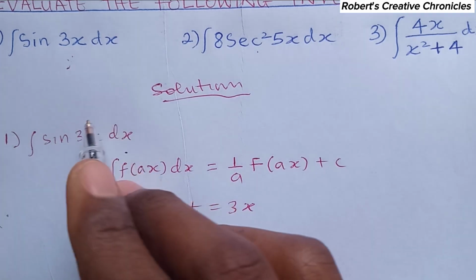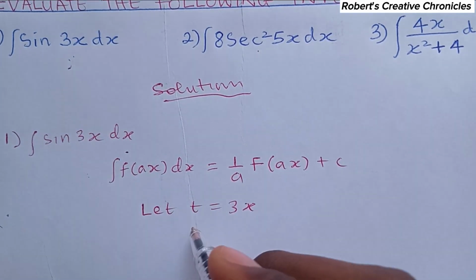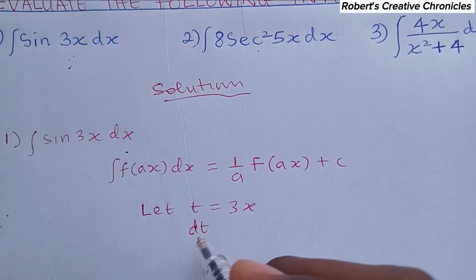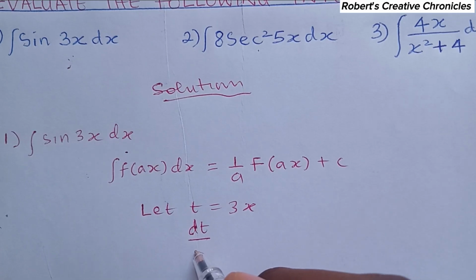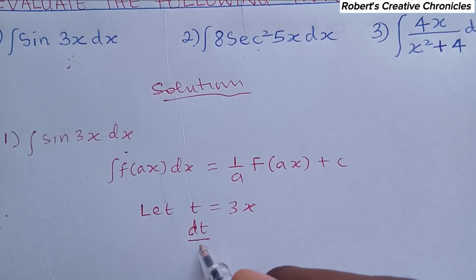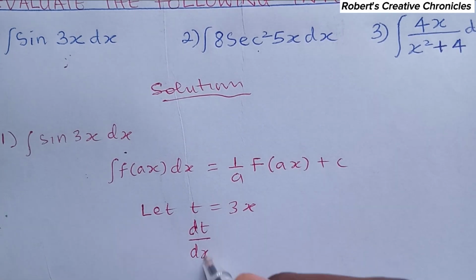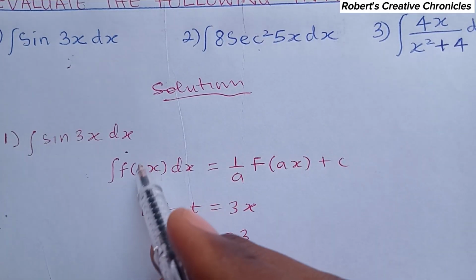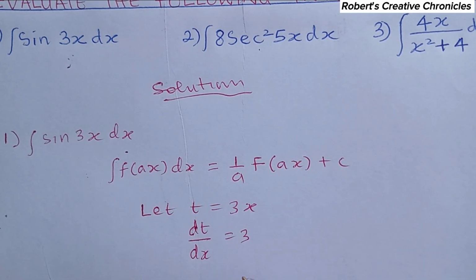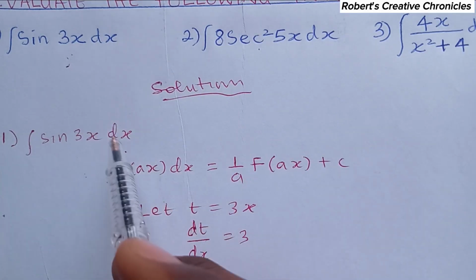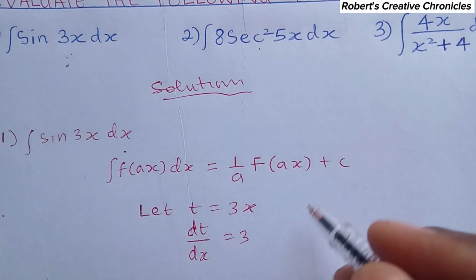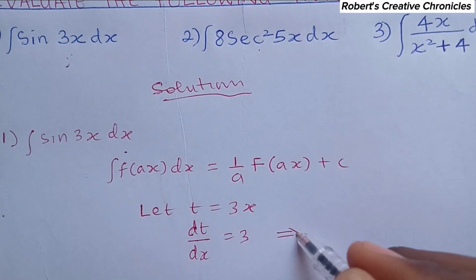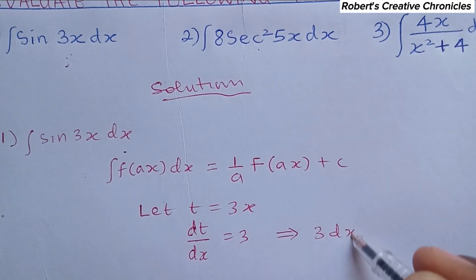So you substitute this value 3x, then you differentiate it. It's the same as when solving function of a function in differentiation, with a little difference here. So dt over dx is what? Is 3. You see the derivative we did here, ax, a. So it's 3. Now we will make dx the subject of the formula. We cross multiply: 3 dx equals dt.